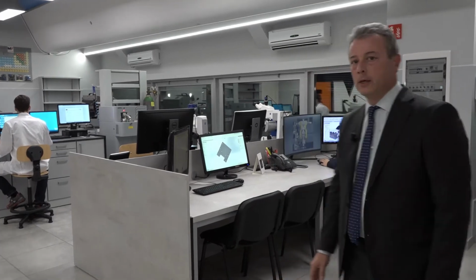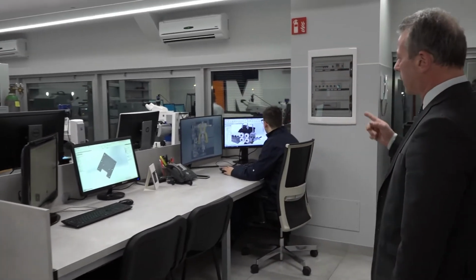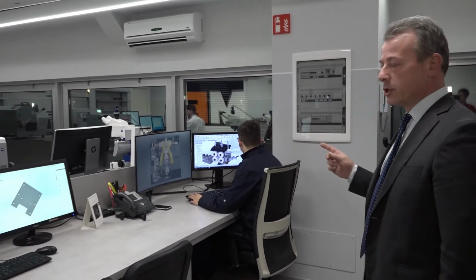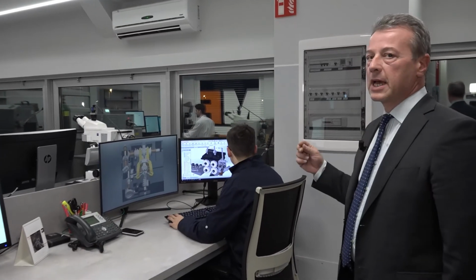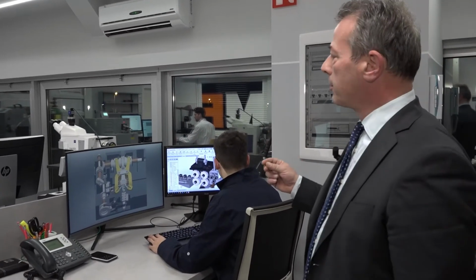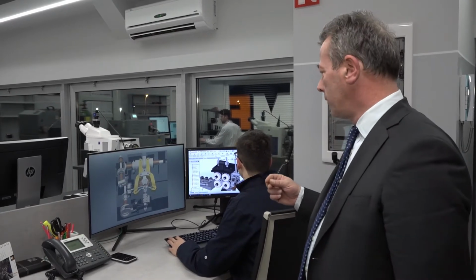Please follow me. We are going to look first at the CAD station where we use the most advanced CAD system, not only to design new products, the chains, but also to design the tools, equipment and machinery to manufacture the chain. And we can also make a simulation of the operations that those machines need to do.